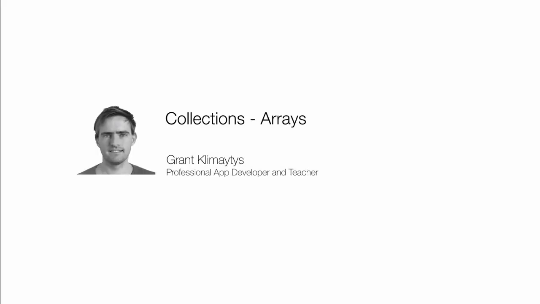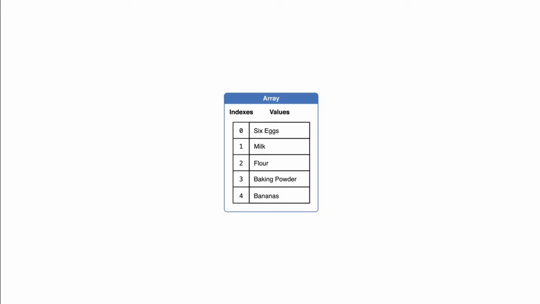Moving on from variables, we have collections. And the first type of collection we have in Swift, there are roughly 3 that you will generally use. The first lot of these are called arrays. Now, an array stores a whole collection of variables, as you might guess, and it stores these in an ordered list. So I might have some strings that say 6 eggs, milk, flour, baking powder, and bananas.